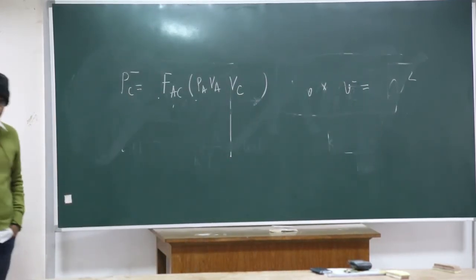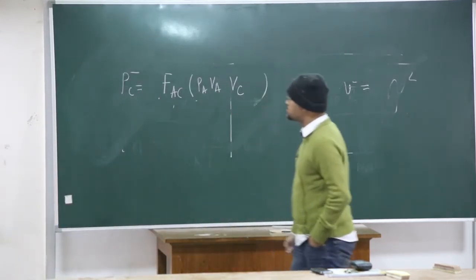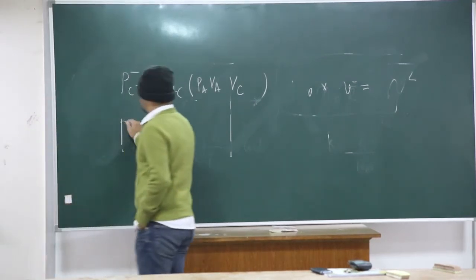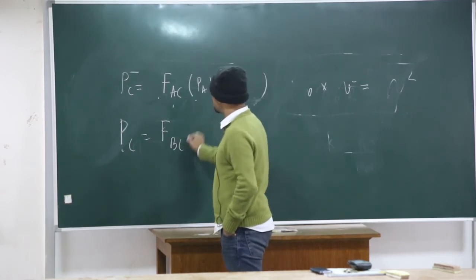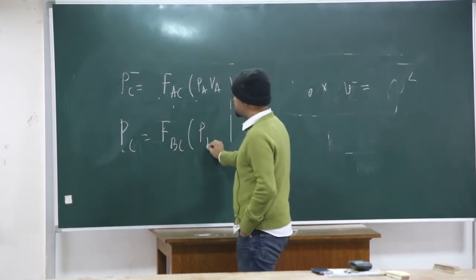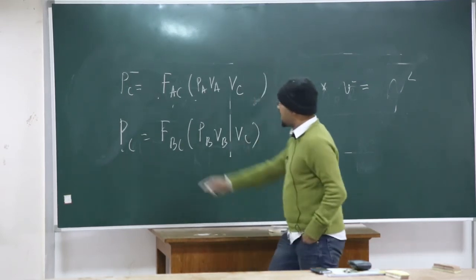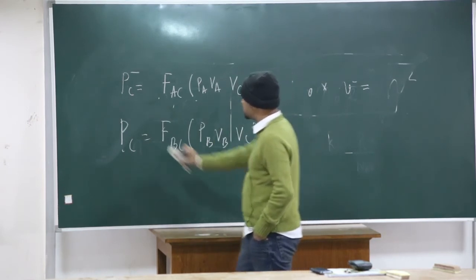Now it's not necessary we would be able to do it for every arbitrary function, but let's assume that we can do this. And similarly from this, we could also write PC equals some new function f of B and C now, which is a function of PB, VB, and VC. And clearly if these both are PC, so they must be equal.